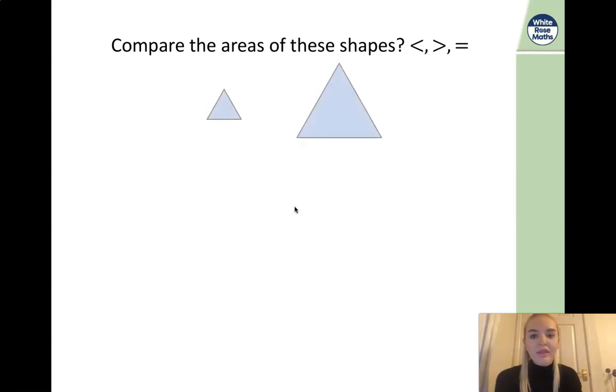So if we look at the first example, we have two triangles. One is bigger than the other. Can you think which sign we are going to use to compare them? Pause the video and write that down, please. Okay, let's see if you got the same answer as me. So we know the first triangle is less than the second triangle because it's smaller. Well done.